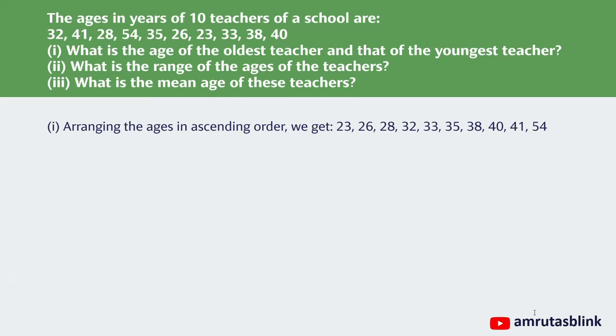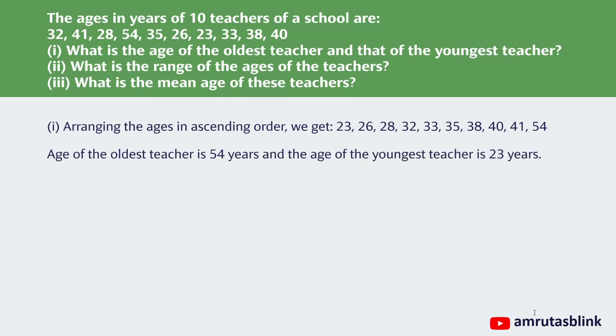So let's say if 33 is repeated, then our order would have been 23, 26, 28, 32, 33, once again 33 and then 35 and so on. So if you skip writing these repeated values, then your other operations, that is calculation of mode and calculation of median, will go wrong. That's why never skip the repeated values if there are any.